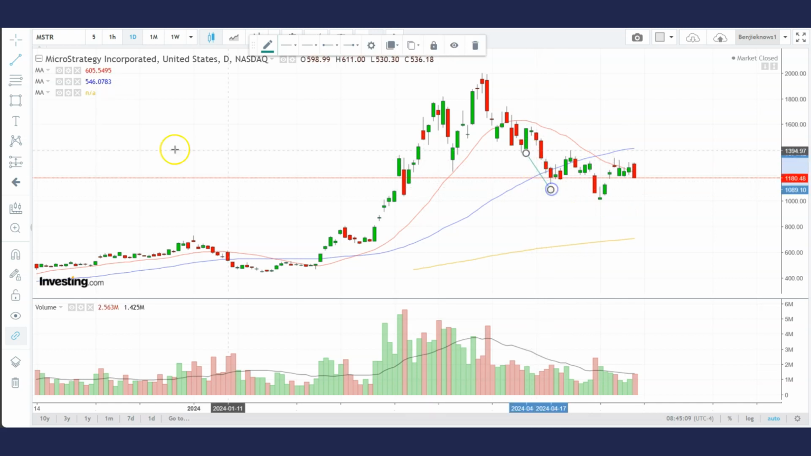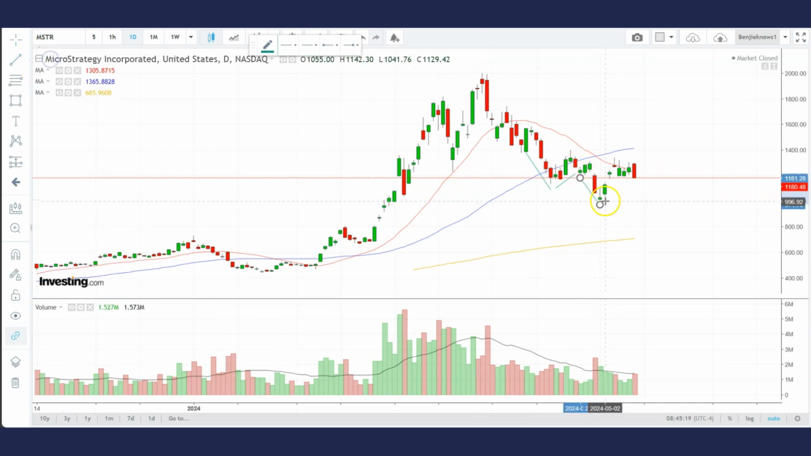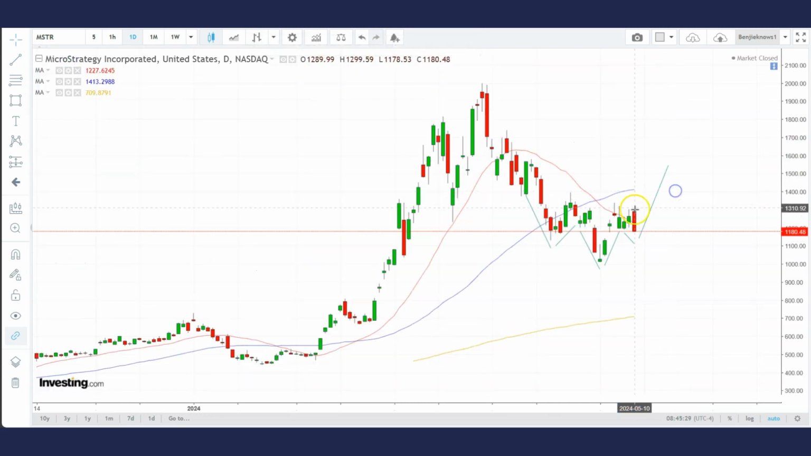What does it look like? Let me just draw it for you to see. Alright, this is the left shoulder, and then this is the head, and then we might have a possible right shoulder here. Okay. The right shoulder will be almost the same as the left shoulder.